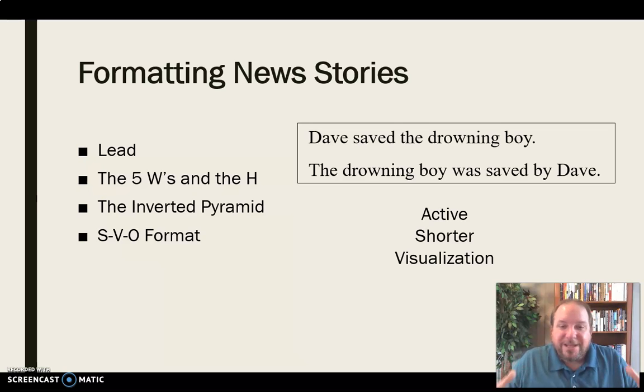And that's true whether they're reading it, or hearing it in a digital format, or podcast, or video format, or whatever. We want to consider the SVO format in sentence structure for writing because of those things: it's active, it's shorter, and it encourages visualization.